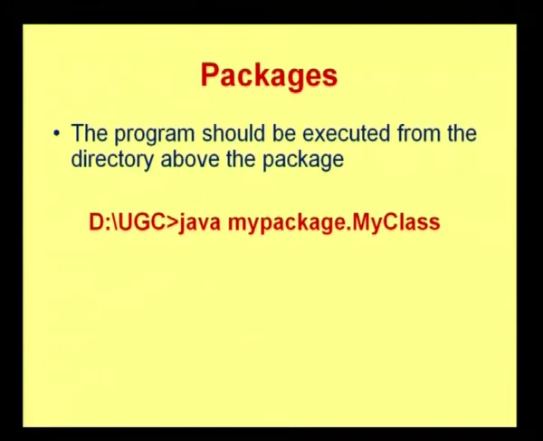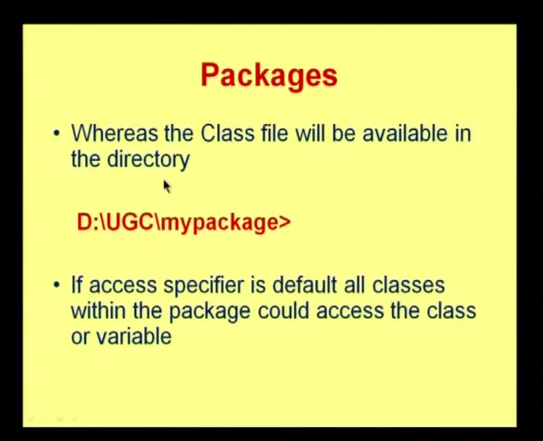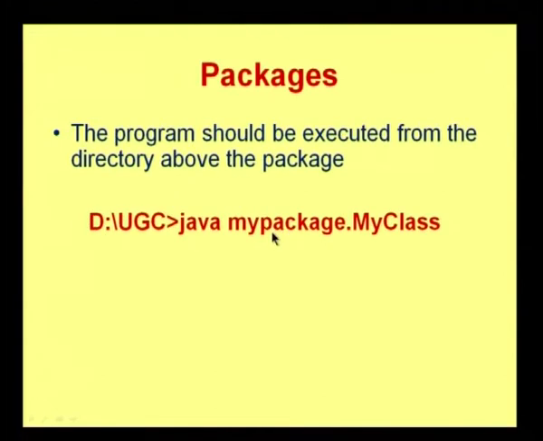Whereas if you do not specify any package under which you are going to put this particular class file, in that case you can directly give the class name and compile it as well as run it. It means that if you have not specified the package name, that is, package and package name as the first line of your code, then you can run it directly by giving the class name. We never worry about where we are; we just see whether that class file is available in that directory and we can compile it. Whereas the class file will be available in the directory d:\ugc my package. So this is what I told you. Here the class file will be in my package, and while you run it, you have to run it in this fashion.